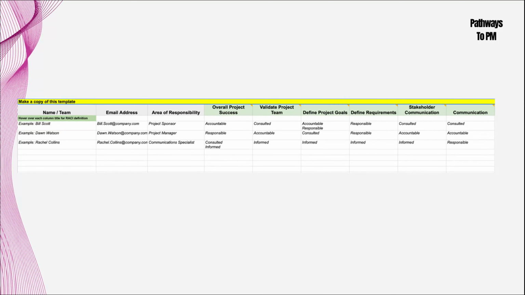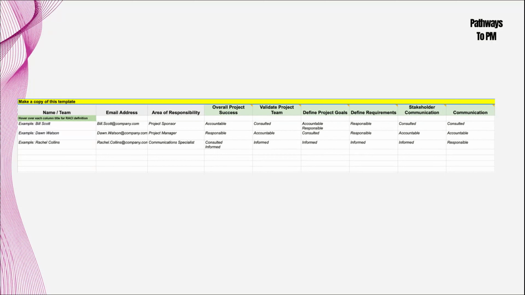And so again, here the project sponsor is accountable, right? And the project manager, in this case, Dawn Watson, is responsible. And then the communication specialist is consulted and informed. Try as much as possible to always have just one person as responsible and accountable. So when you take a look through all of them, you have different people being responsible. Actually, try to always make sure there's only one accountable for something.